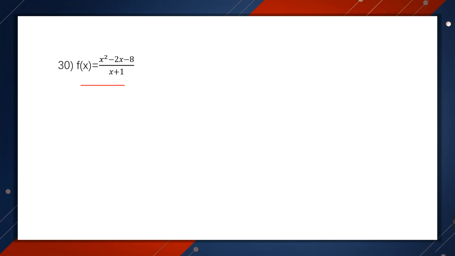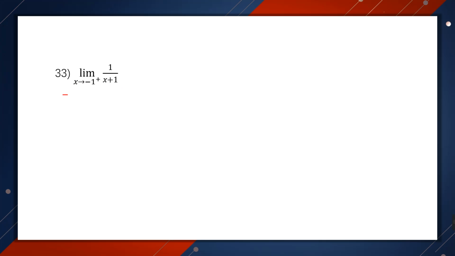So then when f of x equals x squared minus 2x minus 8 over x plus 1, we should also first factor x squared minus 2x minus 8 into x minus 4 times x plus 2. Then we can find the function has a vertical asymptote at x equals negative 1. There is no removable discontinuity in this function because there is no same factor in both numerator and denominator.